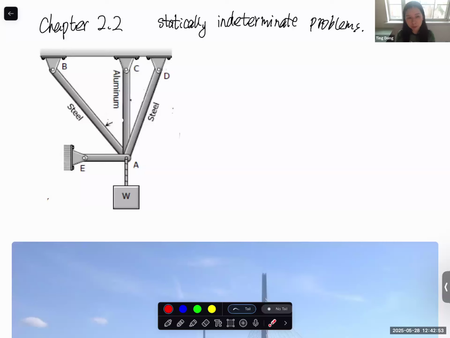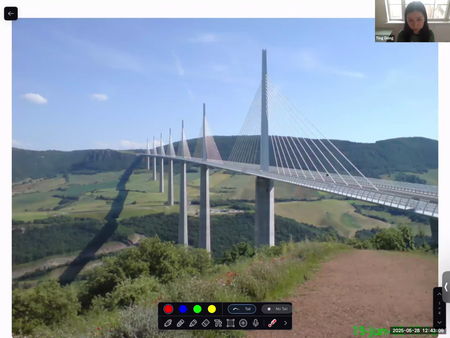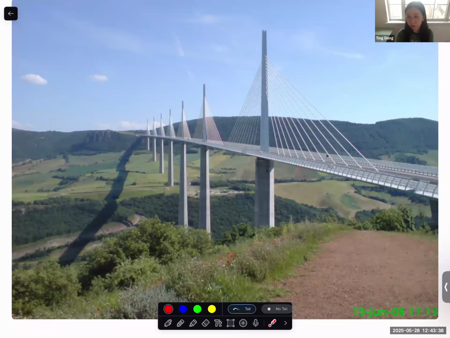So this is a very common real life situation, because a lot of times we do have redundant supports to provide extra safety. If you remember, we discussed the safety factor and safety margin. And as you can see, there are so many redundant supports for this bridge. So in the situation where, for a 2D problem, you have more than 3 unknown reaction forces to solve, we do need an extra equation. The extra equation comes from the deformation.